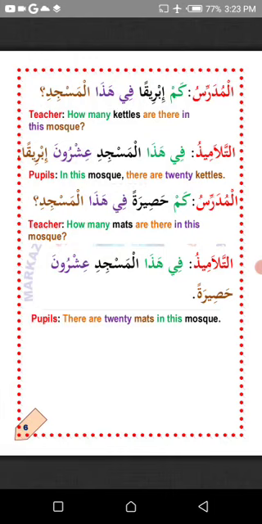Remember, the case of 20 is different. So what is being counted does not have any grammatical effect on 20. Either 20, 30, 40, 50, 60, 70, 80, 90. So what is being counted does not have any grammatical effect on 20, 30, 40, and so on. So it doesn't change the form of the term being the number. So في هذا المسجد 20 إبريقا. There are 20 kettles in this mosque.